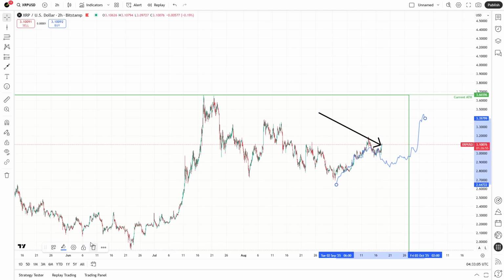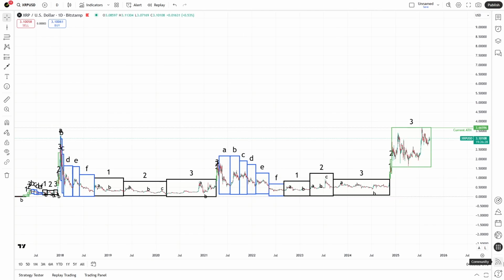Let me remove this. So here we are back at the macro structure that XRP has. It's a little confusing. I've done many videos on this structure.